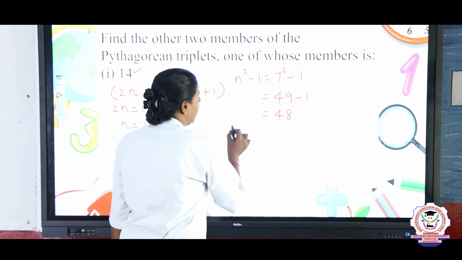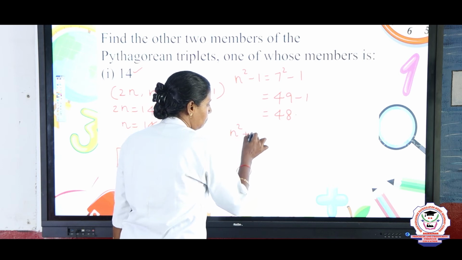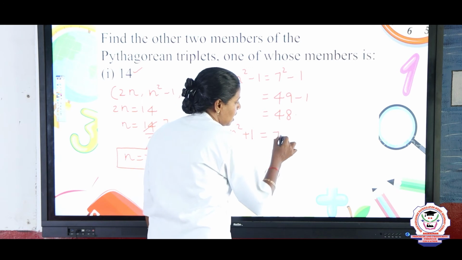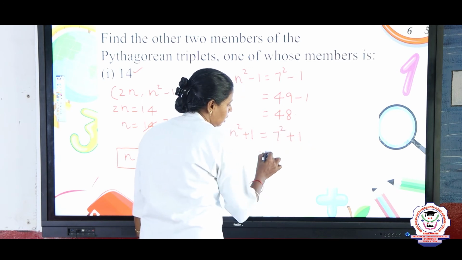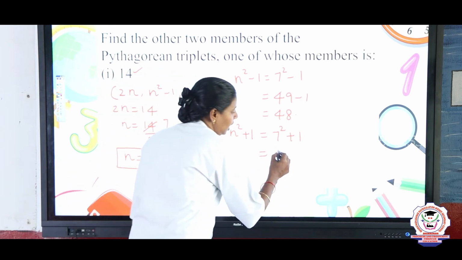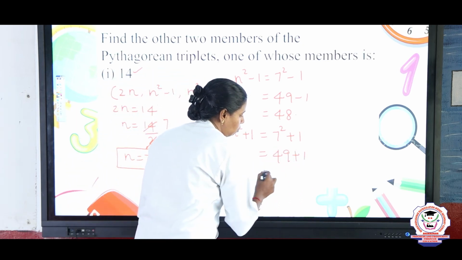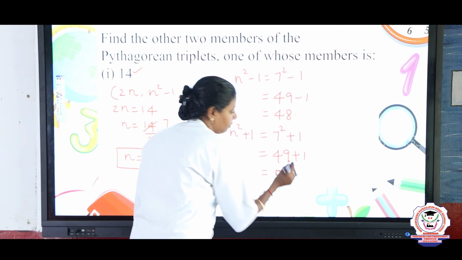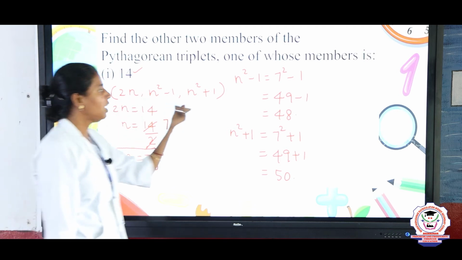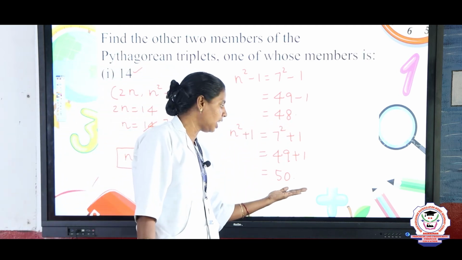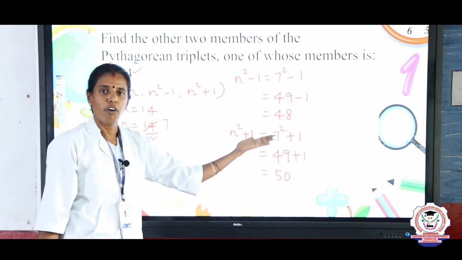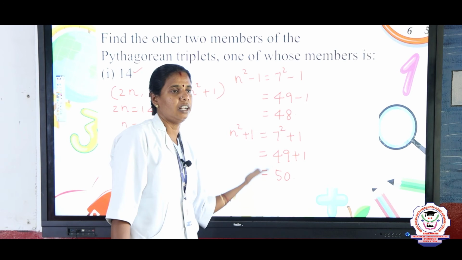Very good. And next what we are going to find? n square plus 1. So n value is 7. So 7 square plus 1. What is 7 square? 7 7s are, yes, very good, 49 plus 1. What is 49 plus 1? 50. So one of the numbers, 14, is given, and we found the remaining 2, which are 48 and 50. So the other 2 members of the Pythagorean triplet are 48 and 50. Is it clear, children? Right.